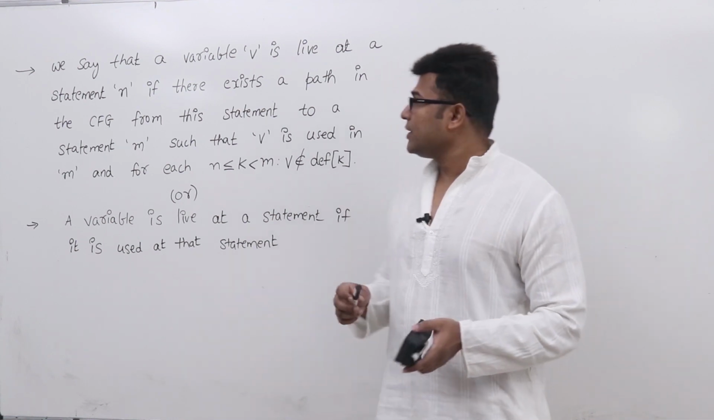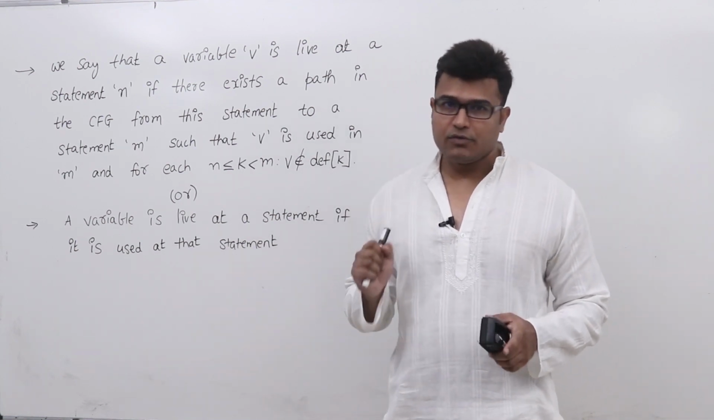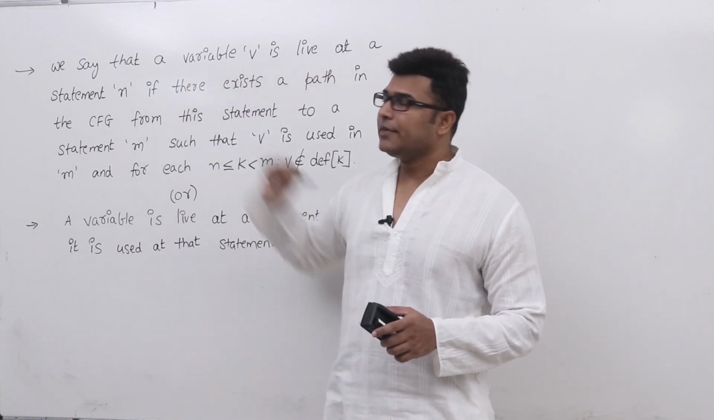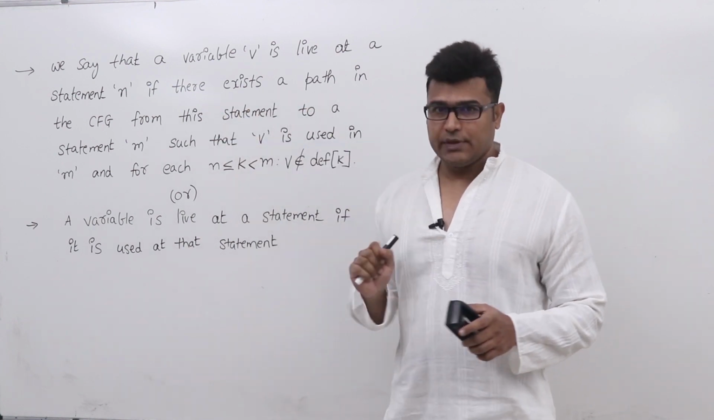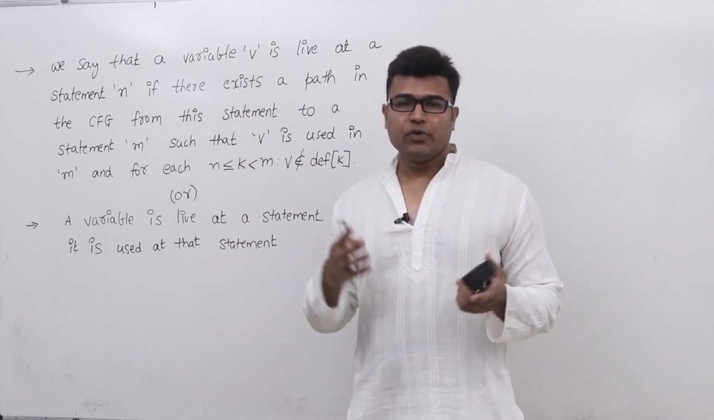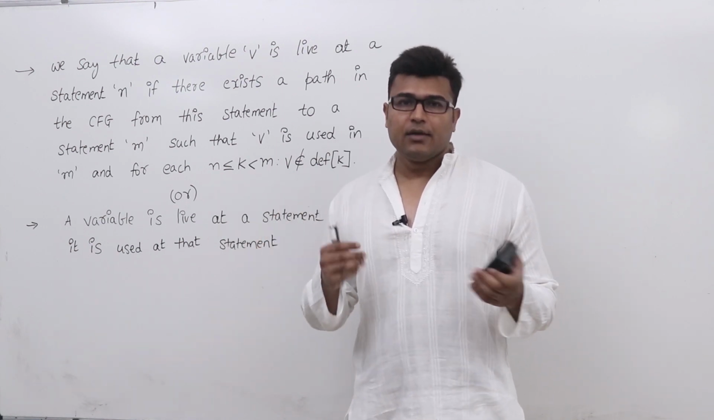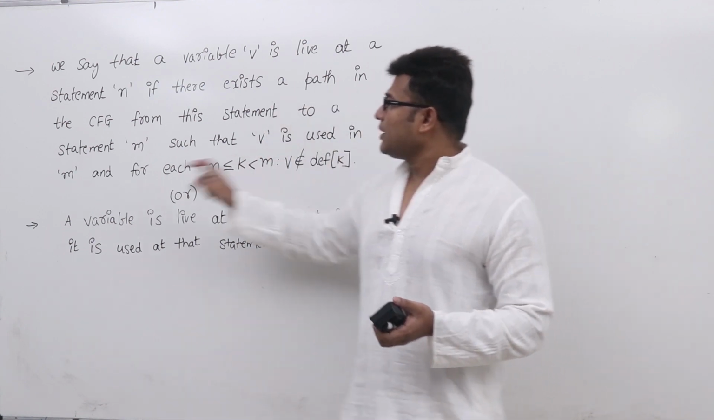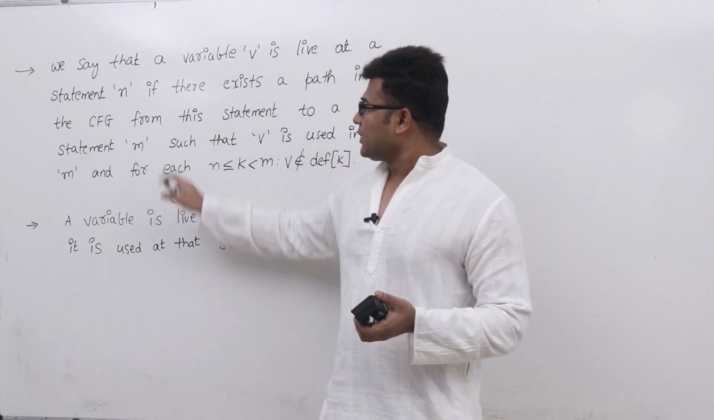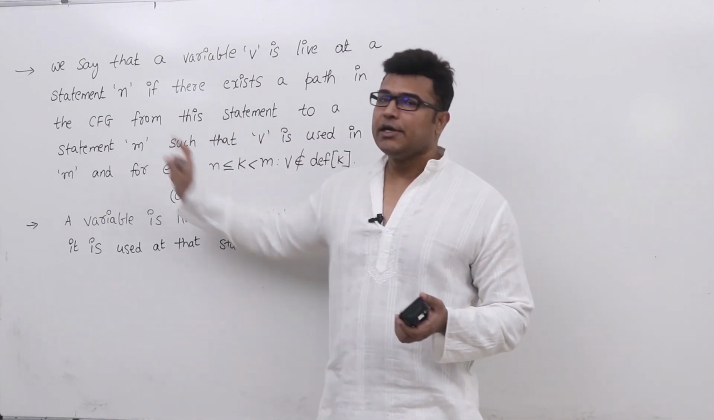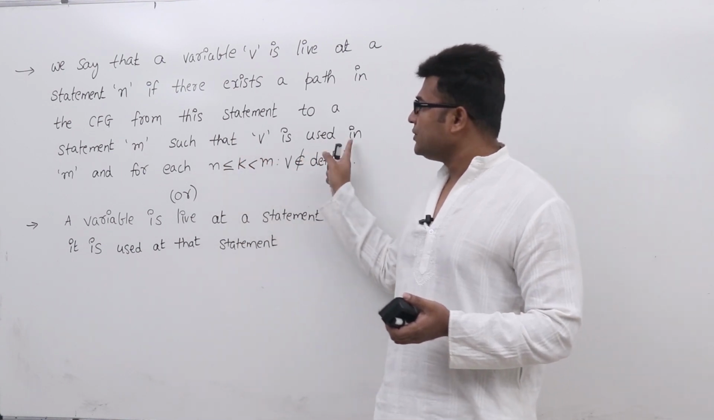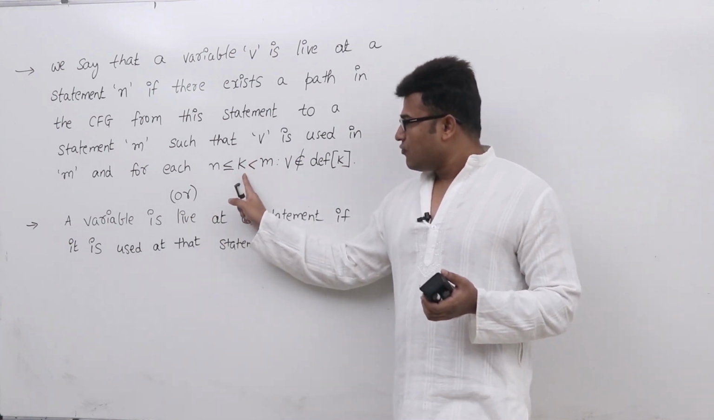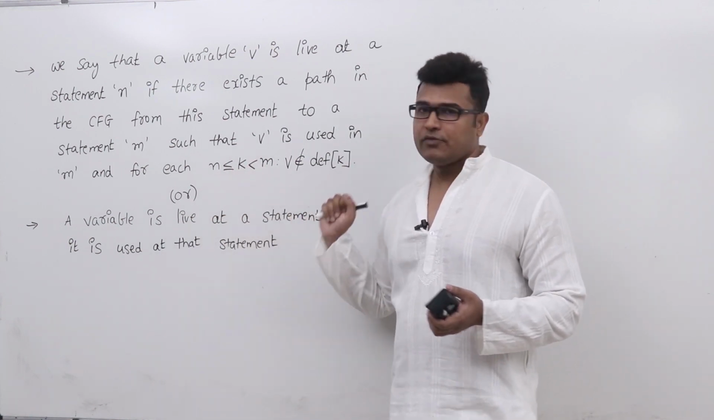Okay, now let's look at the formal definition of the liveness of a variable. We say that a variable V is live at a statement n if there exists a path. Okay, so what is a path? If you look at the control flow graph, generally the flow is nothing but the path. If there exists a path in the control flow graph from this statement to a statement m such that V is used in m, and for each line k from n to m, it is not defined.